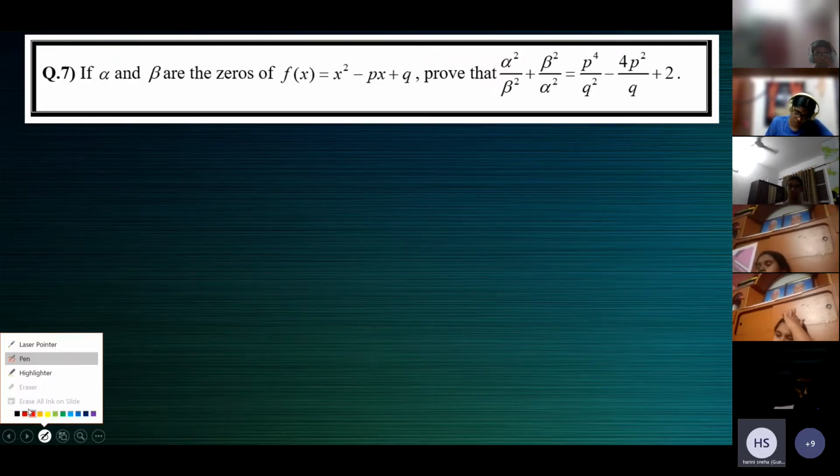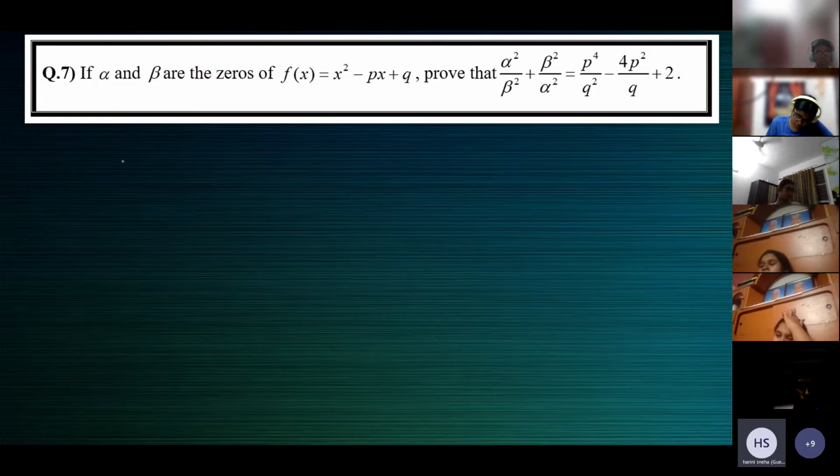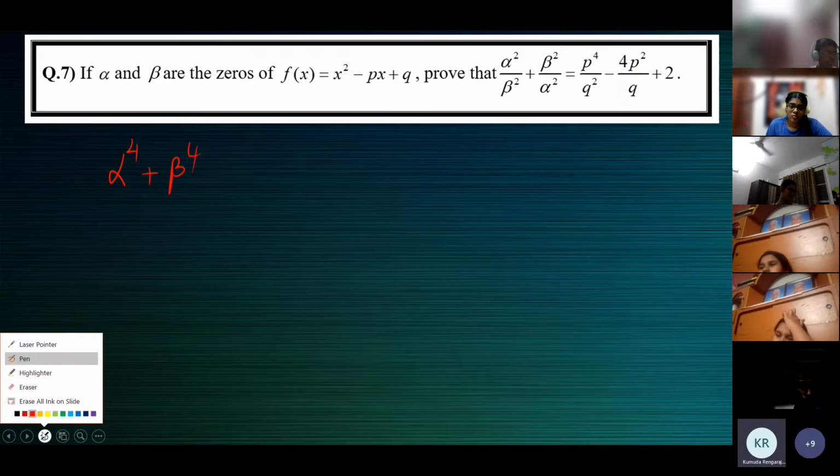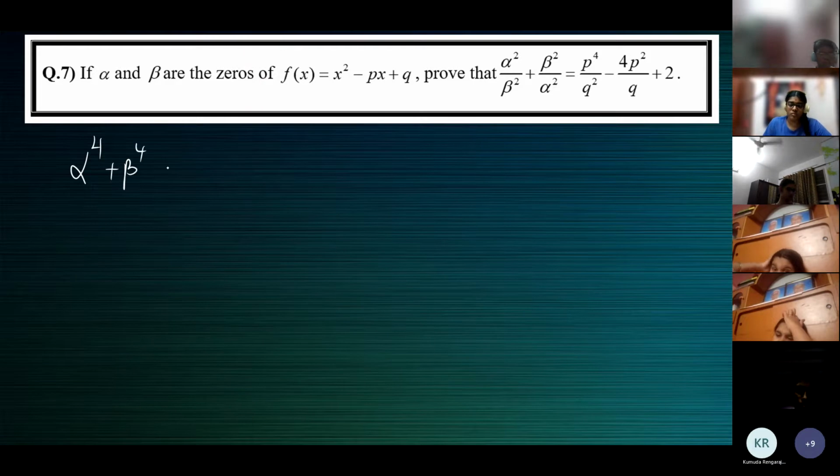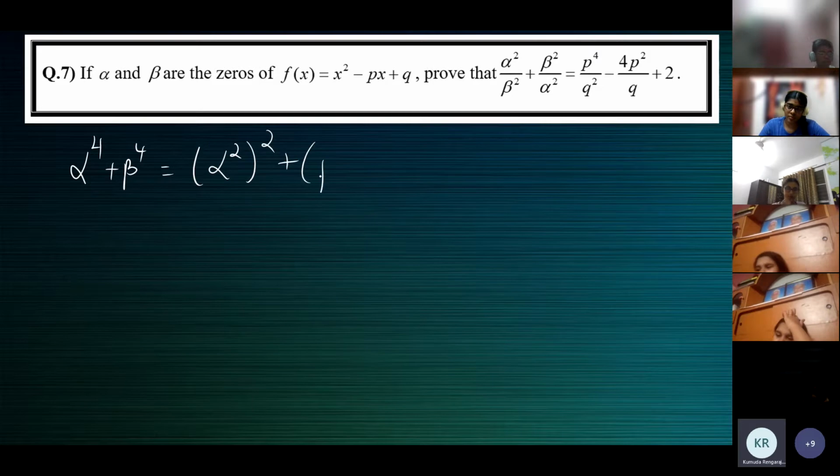So what is alpha to the power 4 plus beta to the power 4, from the videos? What have you understood? It is equal to... you first treat it as a square plus b square. What is a square plus b square?